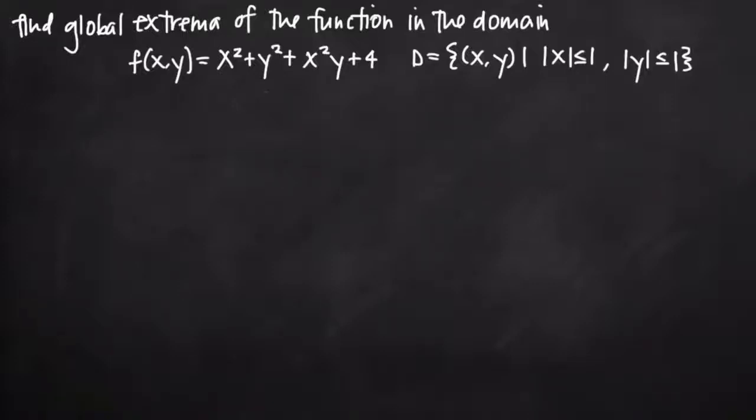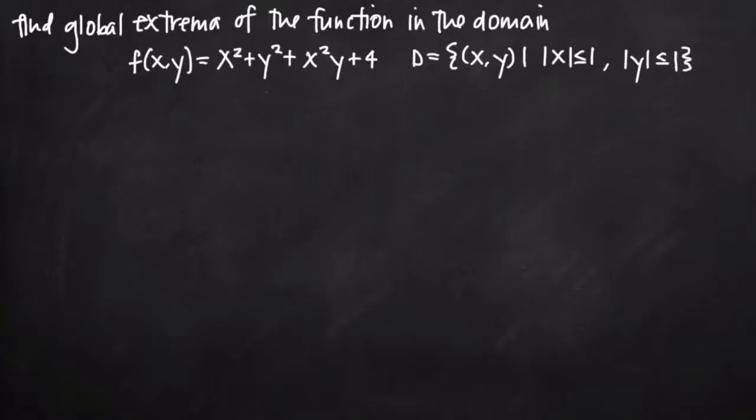Today we're going to be talking about how to find global extrema of a multivariable function, given that that function has been defined for some domain D. In this particular problem, we've been given the function f(x,y) = x^2 + y^2 + x^2 y + 4. And we've been told that the domain on which we're supposed to test for global extrema is |x| ≤ 1 and |y| ≤ 1.